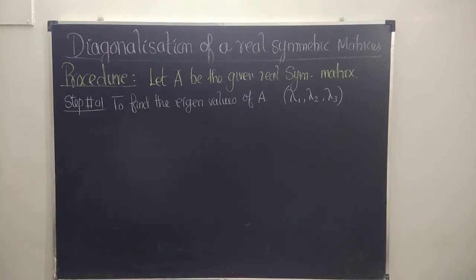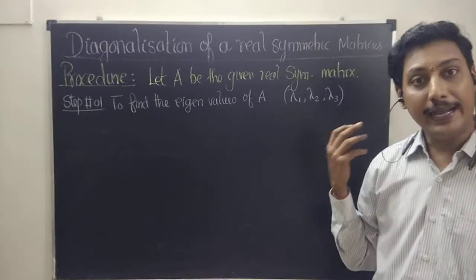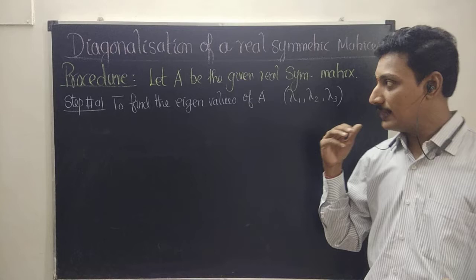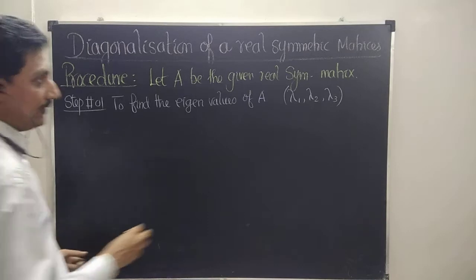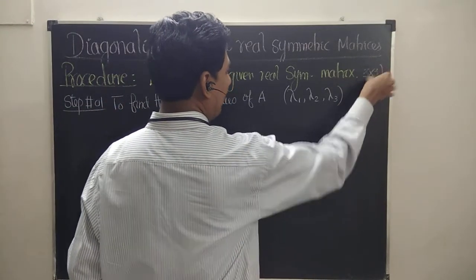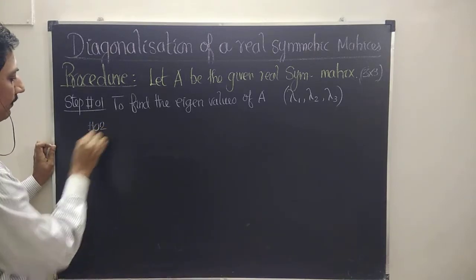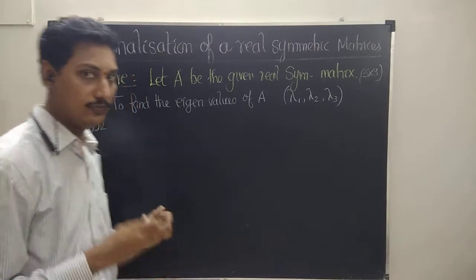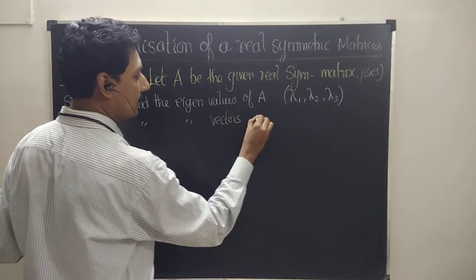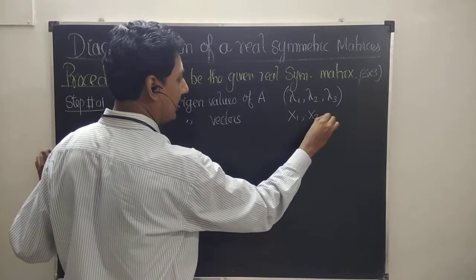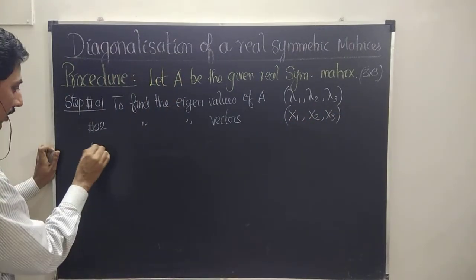Now, what is the procedure to obtain such a diagonal matrix? See step number 1. Let A be any given real symmetric matrix of size 3 by 3. The first step is to find the eigenvalues of A: lambda 1, lambda 2, lambda 3 are the three eigenvalues of the given matrix. Now the second step, find the corresponding eigenvectors of A. The corresponding eigenvectors are x1, x2, x3. Got it? And the third one is very important.